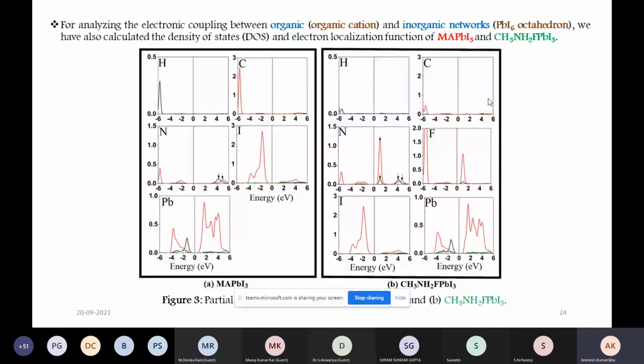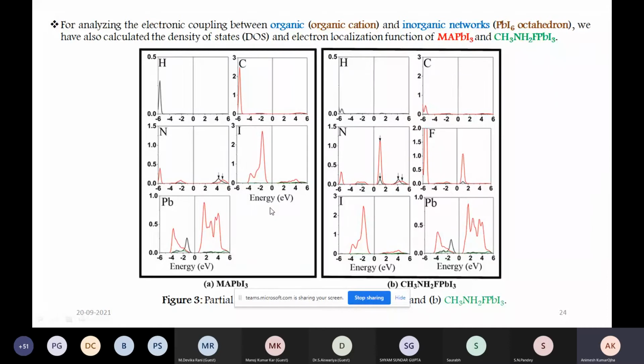So you see here, this slide shows the density of states of the particular atoms involved in the perovskite, the organic cation or even the perovskite structure. See the first part, which is A, in the conduction band. Here in this conduction band, the atoms in the organic part are not involved in the formation of the conduction band.